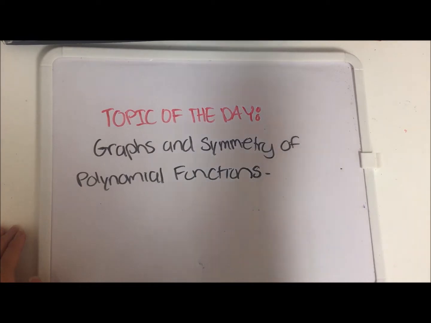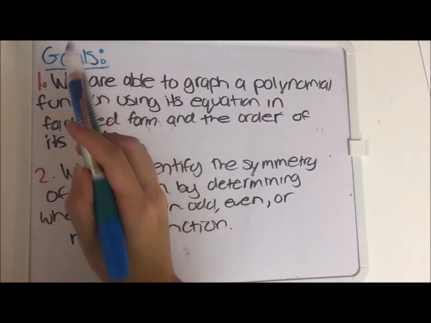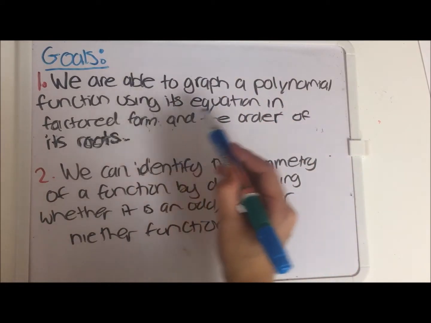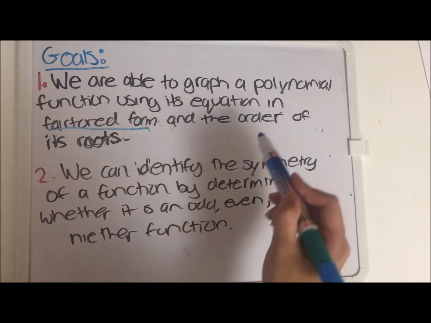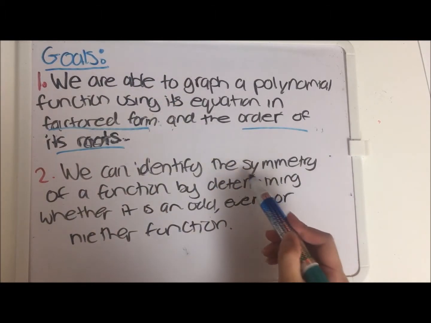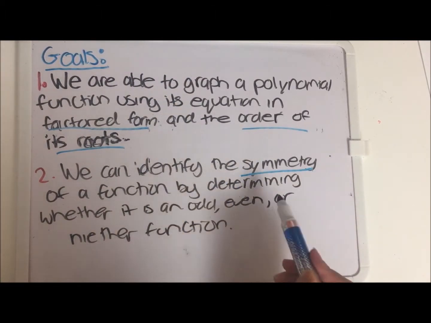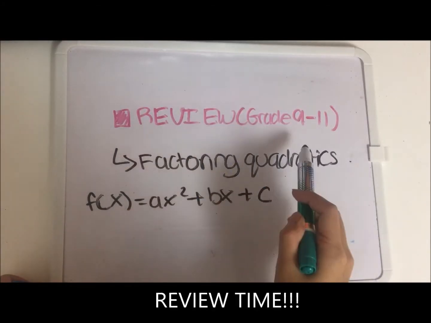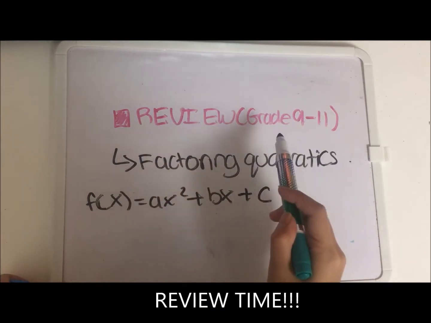So exciting. The goals of the day are: number one, we are able to graph a polynomial function using its equation in factored form and the order of its roots. Number two, we can identify the symmetry of a function by determining whether it is an odd, even, or neither function. So y'all gotta review grade 9 up to grade 11 first.